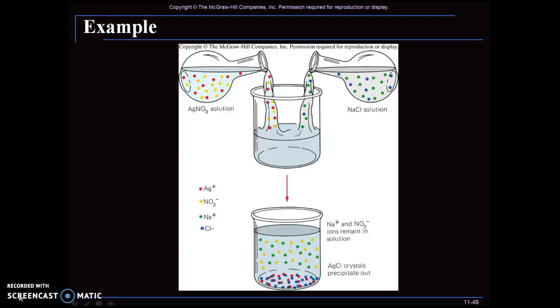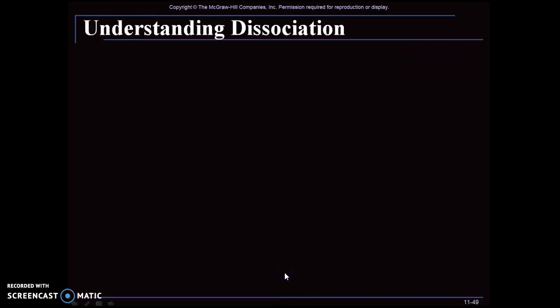You can see this picture right here. The silver nitrate solution is poured in here and the sodium chloride solution is poured in here. When these two are poured together, both solutions are broken down into ions: silver plus, nitrate ion, sodium plus, and chlorine minus. Sodium plus and NO3 minus ions remain in the solution, but the silver and chlorine come together and form a precipitate, and that is the white precipitate at the bottom.